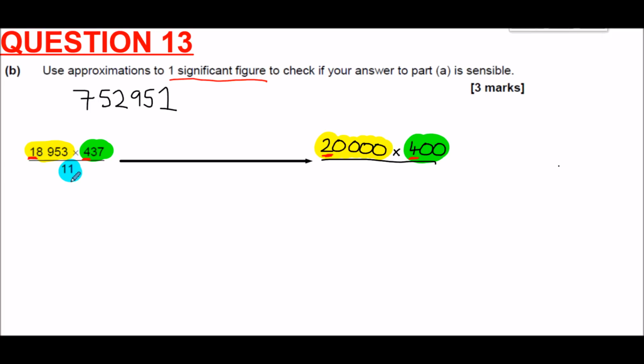And this one here, 11, we're going to round to one significant figure. So we're going to round it according to this number here, which represents 10. So rounding 11 to the nearest 10, that one will just become 10.